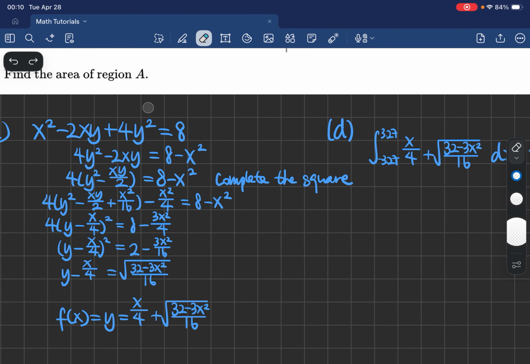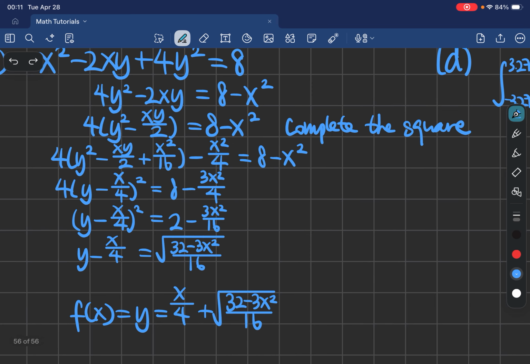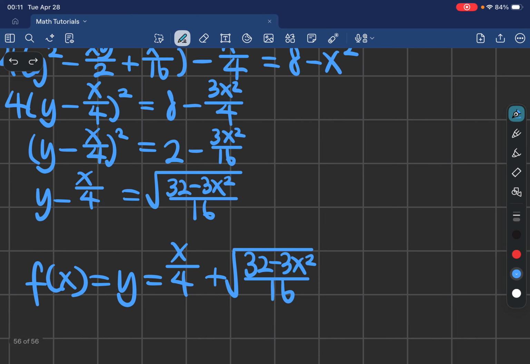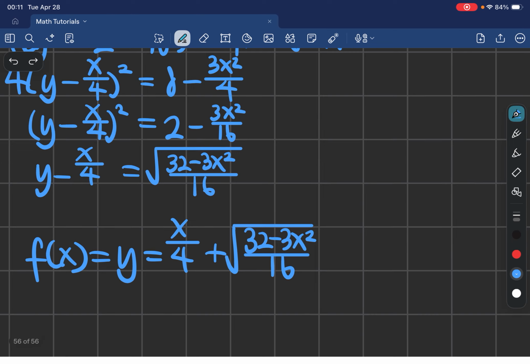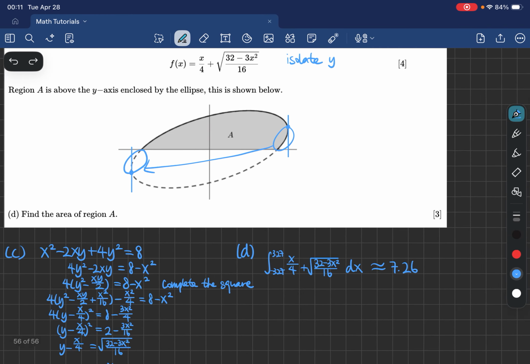Now we have this thing inside the square root already, right? And now we just take the square root and then rewrite this as a fraction, like 32 minus 3x squared over 16. And then let's just move the final thing, x over 4, to the right side. So we'll end up with this f of x equaling the thing in the question. So that's the entire process.